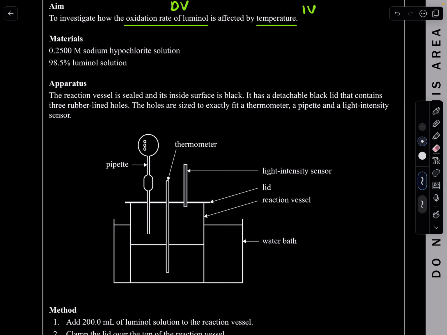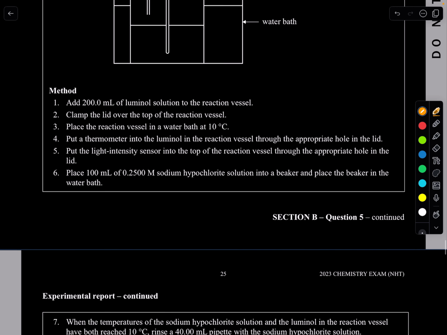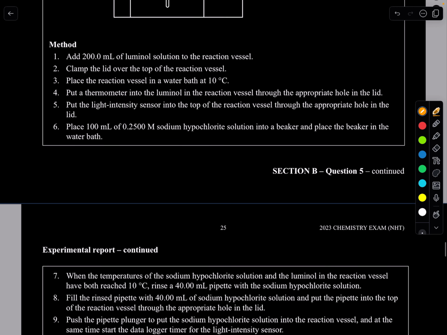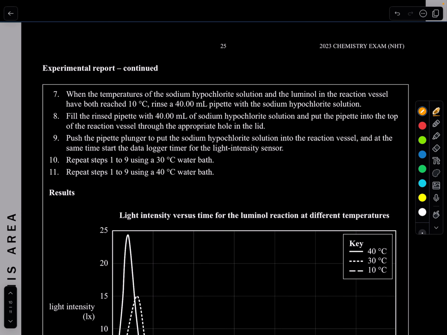That is actually good. And we also need one more. So add 200 luminol solution to the reaction vessel, clamp the lid, put a thermometer into the luminol through the appropriate hole in the lid. Okay, and the beaker is in a water bath. When the sodium hypochlorite and luminol in the reaction vessel have both reached this temperature, rinse a pipette with sodium hypochlorite. Okay, that's correct. Fill the rinsed pipette with sodium hypochlorite and put the pipette in the top of the reaction vessel through the appropriate hole in the lid.